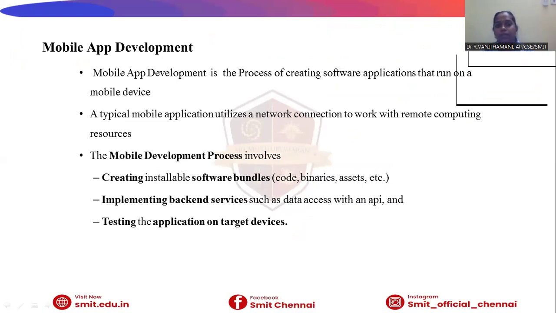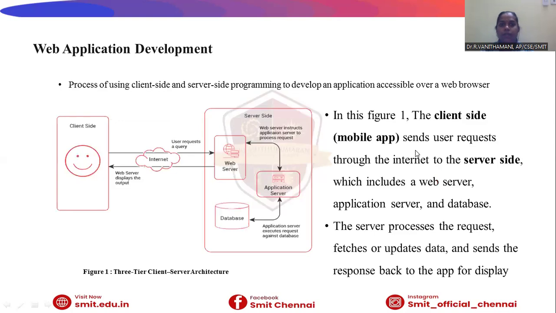Mobile application development is a process of creating software applications that run on a mobile device. A typical mobile application utilizes a network connection to work with remote computing resources. A mobile development process can involve the following steps. First, creating the installable software bundle that can include the core binary assets, implementing the backend services such as data access with the API, and testing the application on the target device to see whether it is running or not.